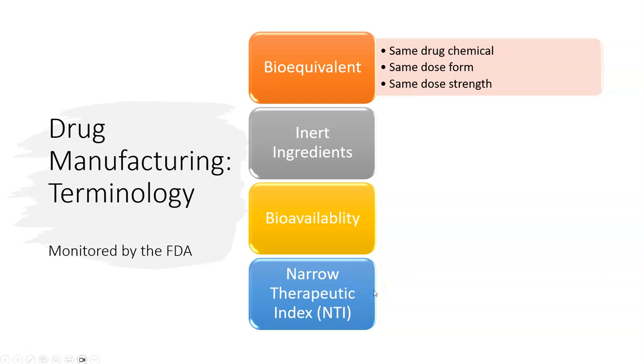So again, a small variation can make a big change. When a prescriber is writing for an NTI drug, usually they will write DAW, or dispense as written, because just a small variable can affect the patient significantly. So drugs like levothyroxine, which is a synthetic form of thyroid hormone, have different brand names. There's Synthroid, Levoxyl, Levothroid, and then there's generic levothyroxine that's available.